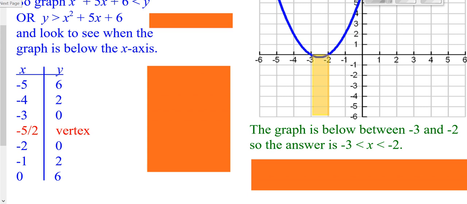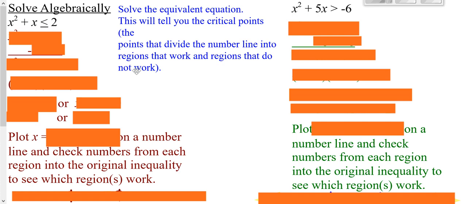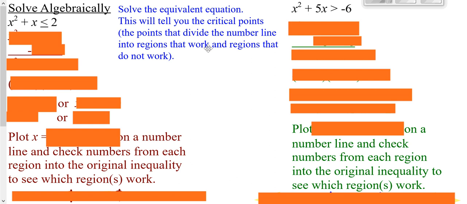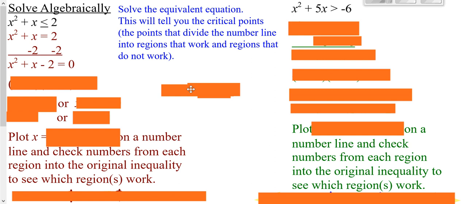So now, instead of using a graph, let's try to look at this algebraically. For the most part, I want to factor it, put my points on a number line, which will divide my number line into regions that work and regions that don't. So to factor this, remember to factor it, you want to have 0 on one side. So I'd have to go ahead and subtract 2 from both sides. I get this. Then I can do my AC factoring. I'm not going to go through that process, but we would get this.